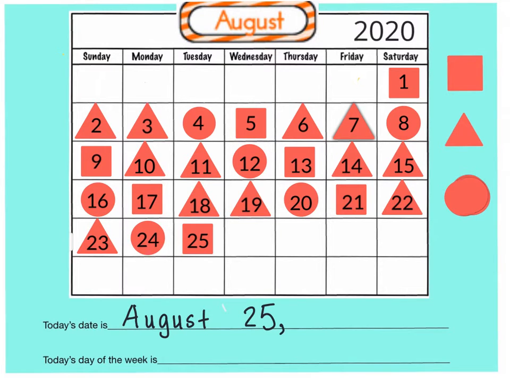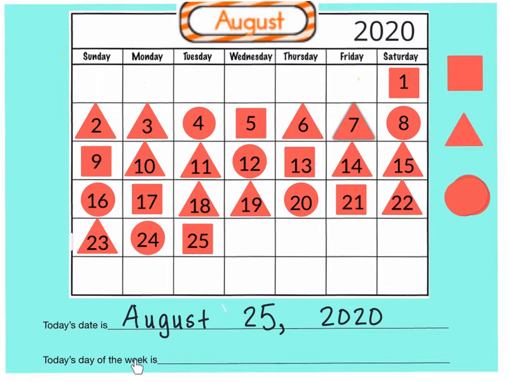And then I need a comma. And then another finger space. And then I need the year. What year is it? 2020. So that's what we've written. Now, I want to point out I have a finger space here and a finger space here. That's really important. So if we said it all together, we would say today's date is August 25th, 2020.